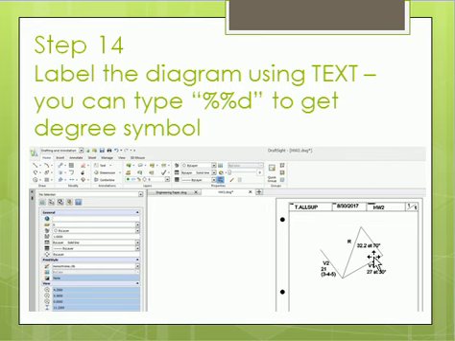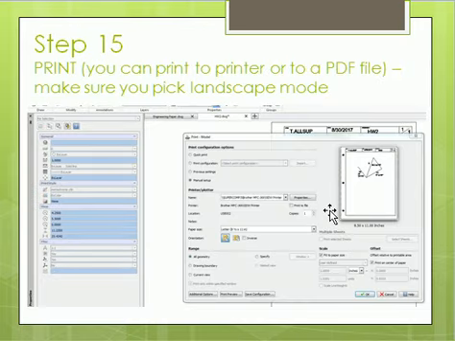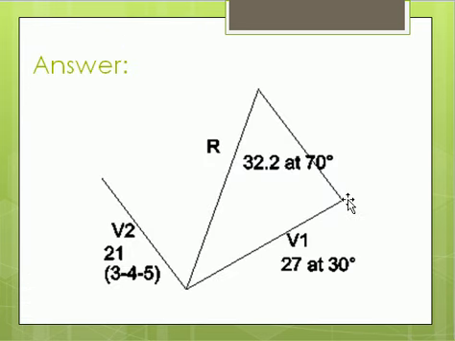We're going to type in text to fill in. We're going to fill in the text for V1, V2, and resultant. And then we're going to hit the print button, and we'll either print it out to a PDF file or to an actual printer to be turned in. The resulting answer should look something like it does right there on the page.